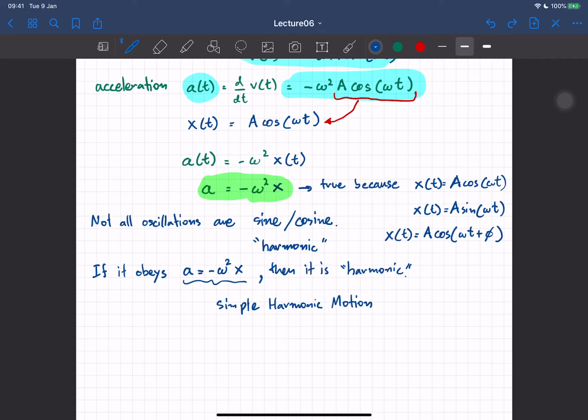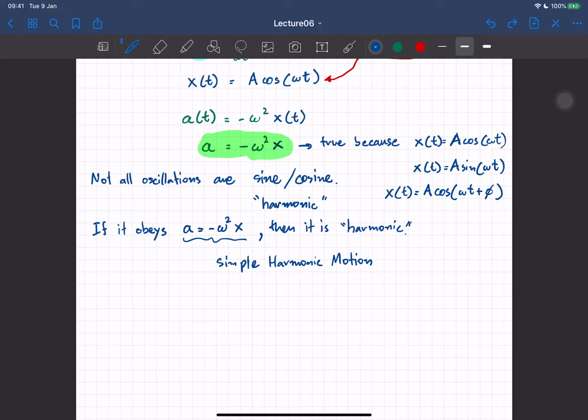Okay, a few properties of simple harmonic motion. First of all, again, let me write it down again. A must be equal to minus omega squared times x. Okay, this has to be true. The other thing is that omega, remember what is omega? Omega is the frequency, the parameter that's telling you how fast it's oscillating. Okay, omega is independent of the amplitude.